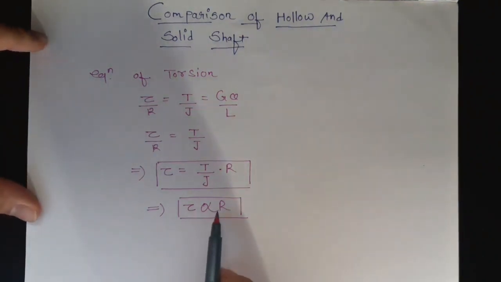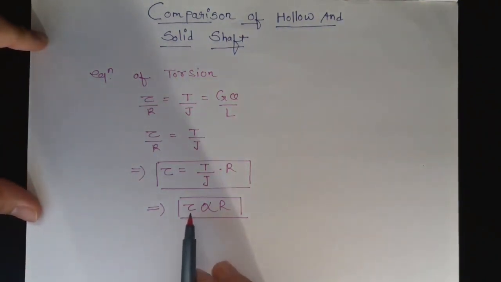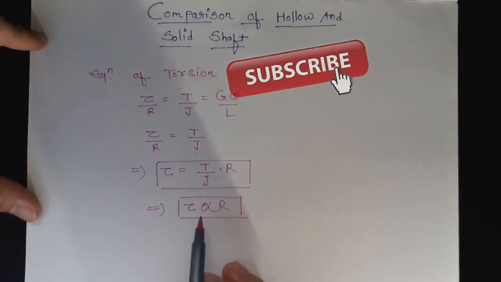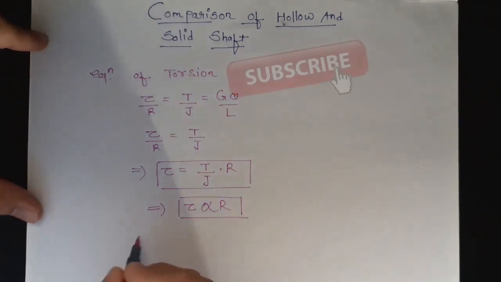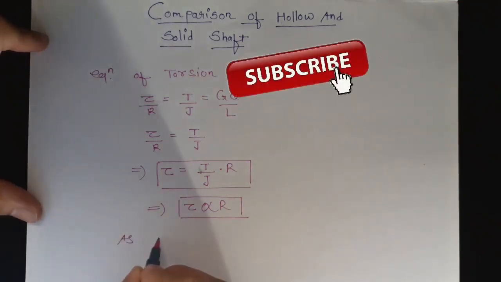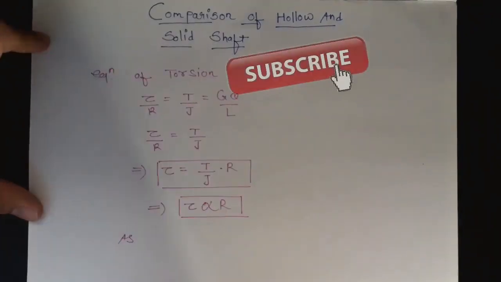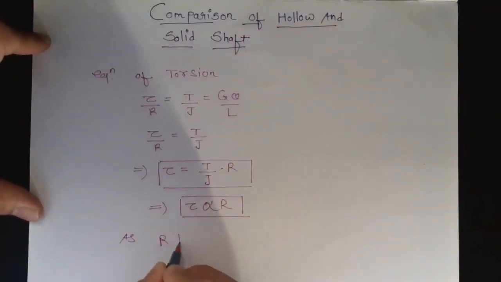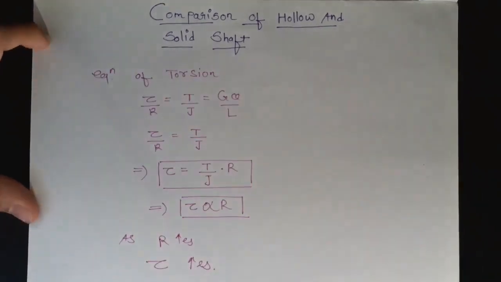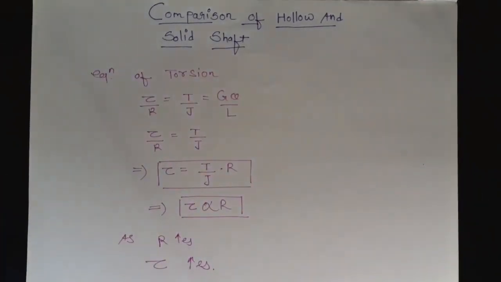That means at the center of the shaft shear stress is 0, and as we move away from the center, at the outer surface of the shaft shear stress is maximum. That is, as r increases, tau also increases. So the shear stress of the shaft is 0 at the center and increases linearly to the maximum value at the outer surface.